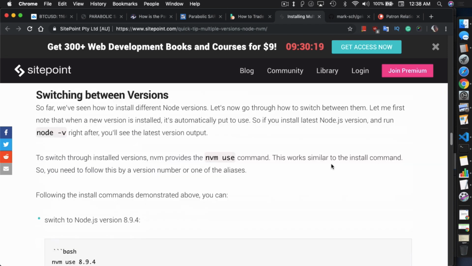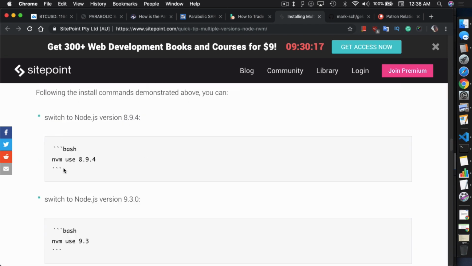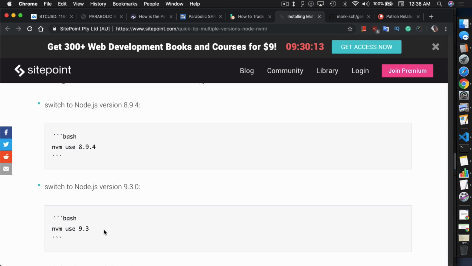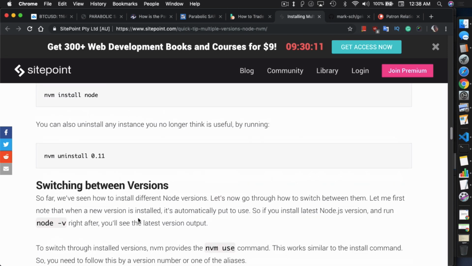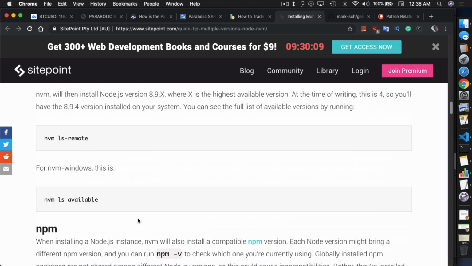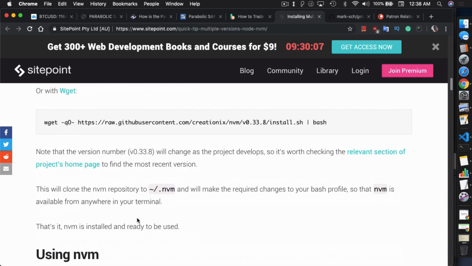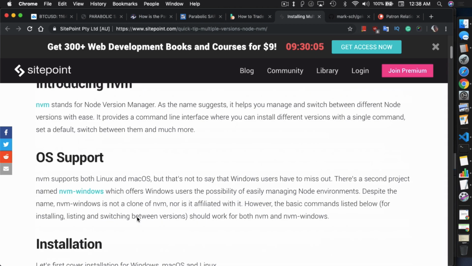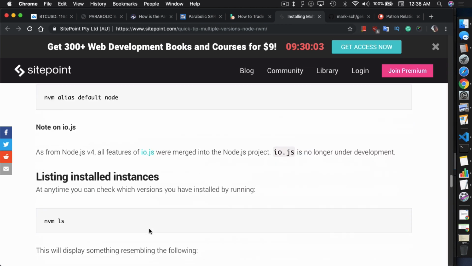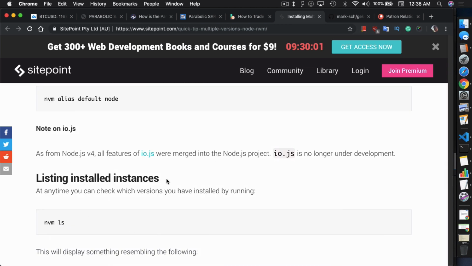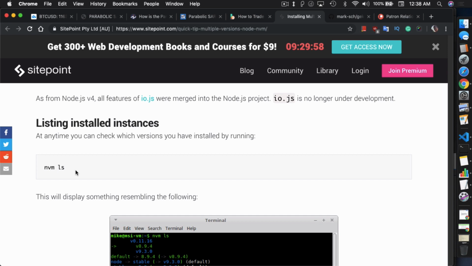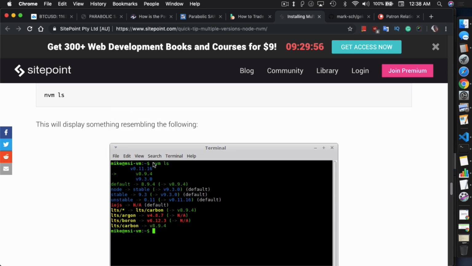And it's pretty straightforward. I think this is right here. This is how you use it. So you say nvm use 8.94 or nvm use 9.3, depending on what version you have installed. And you can run a certain command, I think right here, to show you what versions you have currently installed. That's right here, listing installed instances. So nvm ls. This just lists all the different versions you have.